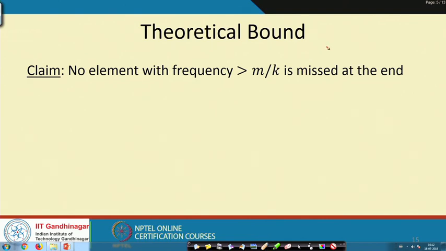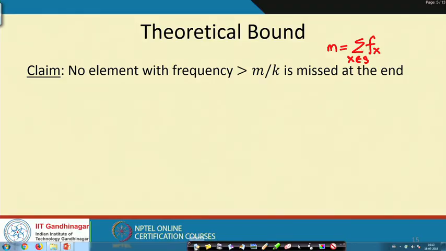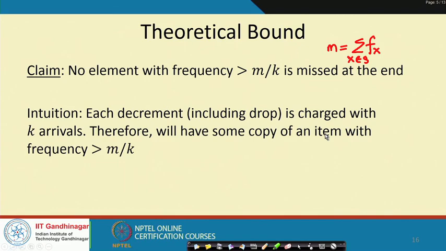So notice what m is. m is the length of the stream, which is also the sum of the frequencies of the elements, sum over all x belonging to the stream S. Because every item, every copy in the stream, updates one of the frequencies of one of the elements. So this statement shouldn't surprise you, because the argument for this is going to be exactly the charging argument that we made.